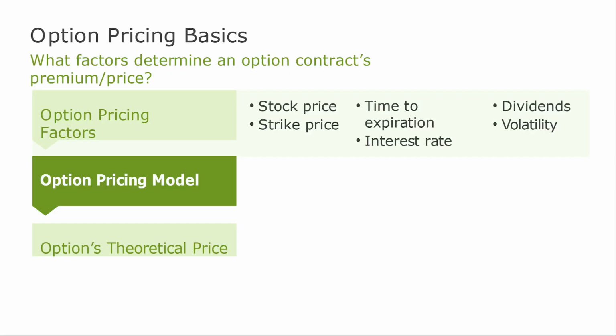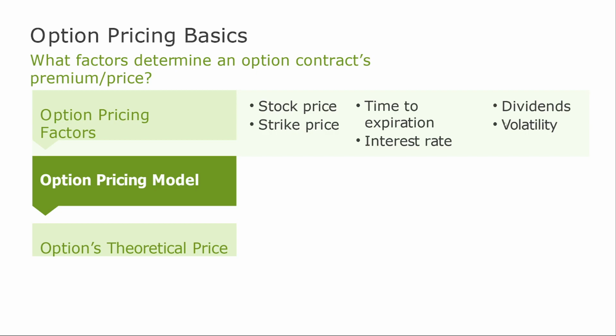Let's see the components. In this case, the main factors that are going to determine the price, the premium that we are going to pay for an option, are the stock price, the strike price, expiration time, interest rate, dividends, and volatility. However, honestly, you can kind of ignore the interest rates and the dividends because they play a very small part in it, and instead we are going to have the volatility.